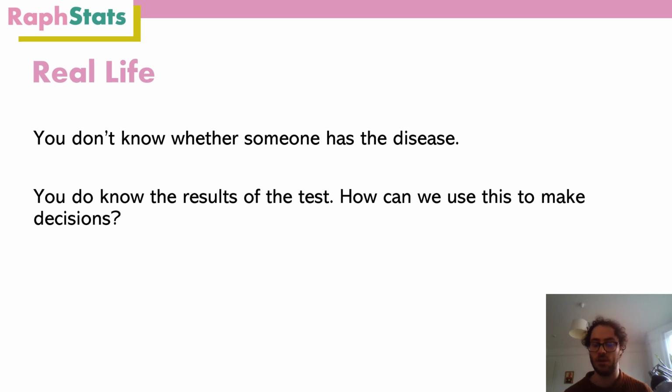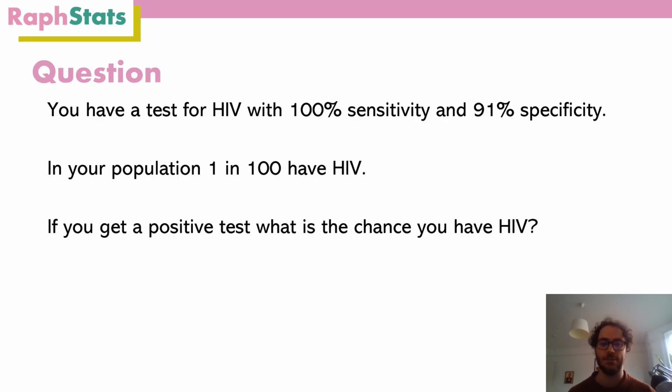That's okay when you're answering questions in an exam, but that's not really what we do in real life. In real life, we don't know whether someone has the disease and then we get a test and then we want to work it out. We know the results of the test, and we want to use that test to make decisions about whether we do or do not think they have a disease.